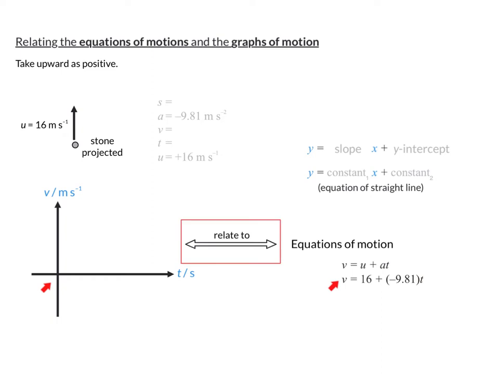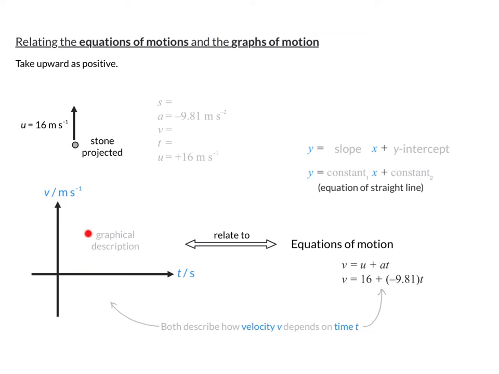And this is why the vt graph relates to this equation. Both of them describe how its velocity v changes depending on the time t after the initial moment. Just that this is in graphical form while this is in equation form. But how are they connected to each other? Well, rearrange this equation to this form first.